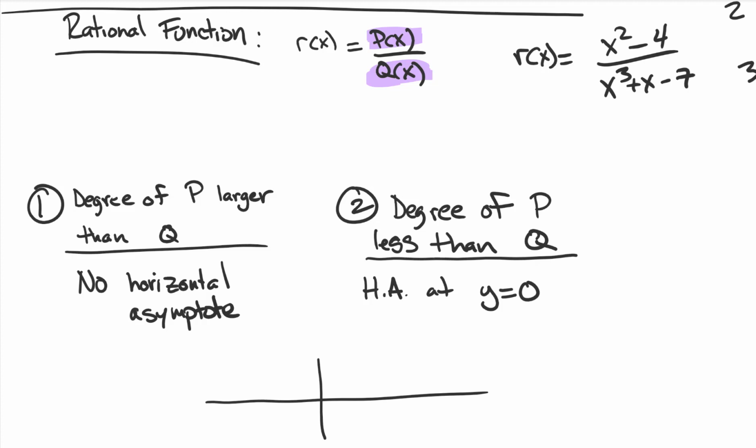Horizontal asymptotes. Stuff that does things like this. Oh, but horizontally it just gets closer and closer and closer, but it doesn't actually touch it. You know those horizontal asymptotes?